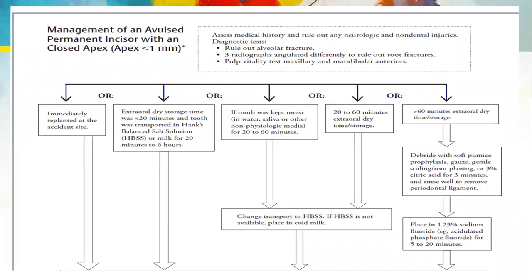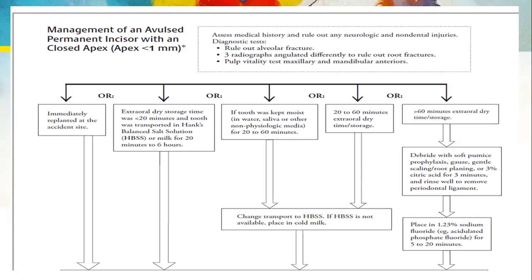So the next situation is management of a closed apex. Here the apex is less than 1 mm, that is, a mature tooth. So here also assess the medical history and rule out any neurological or non-dental injuries. Diagnostic tests have to be done. Rule out alveolar fractures. Take 3 radiographs angulated differently to rule out root fractures. Pulp vitality tests of the maxillary and mandibular anteriors have to be done.